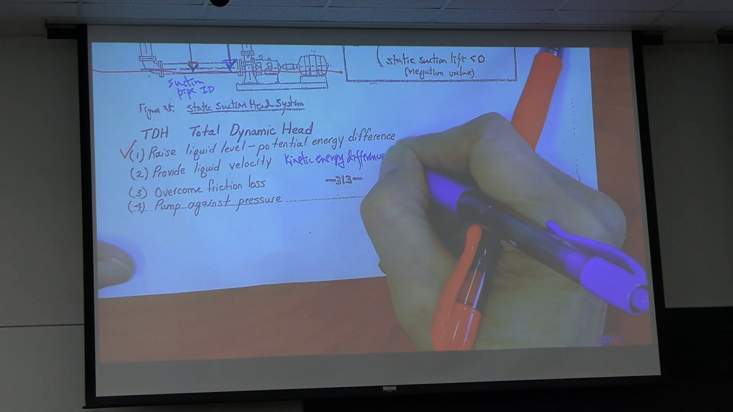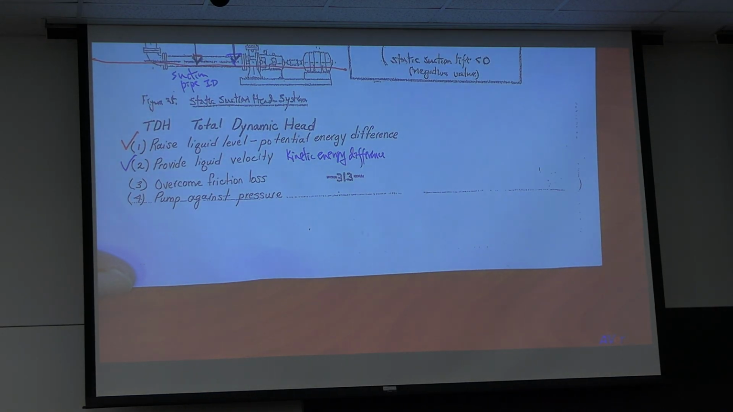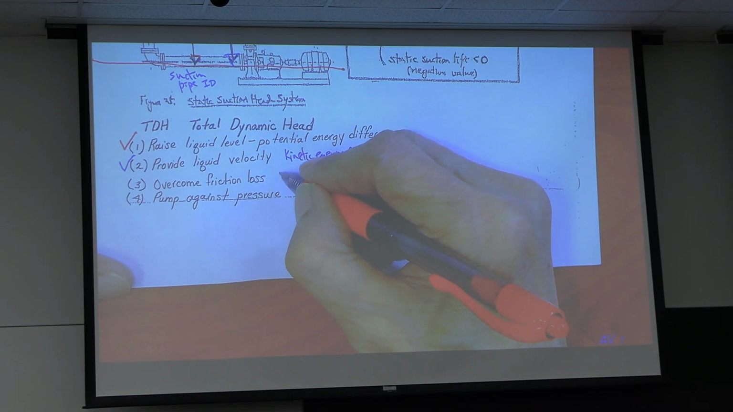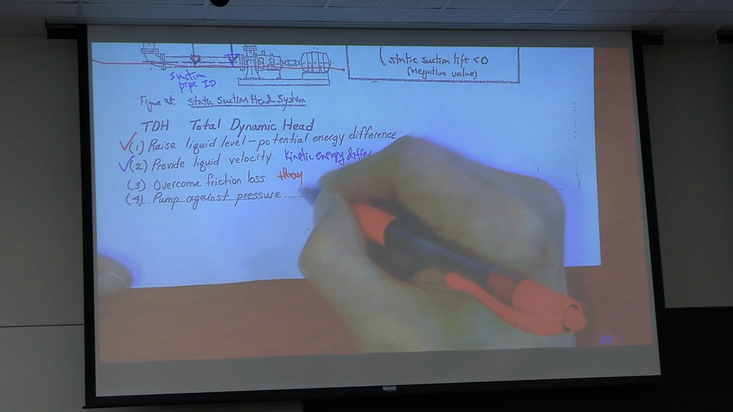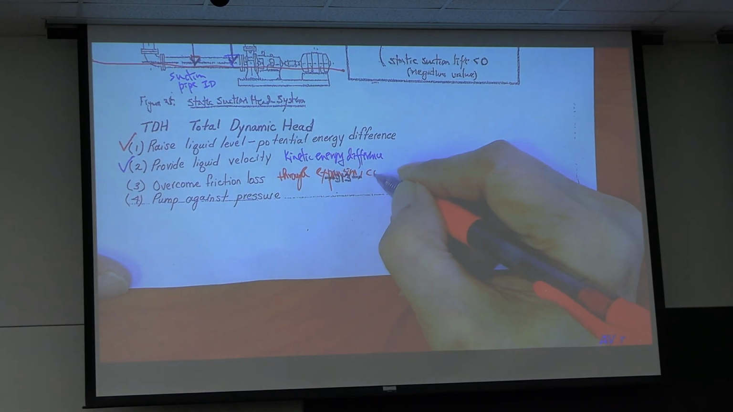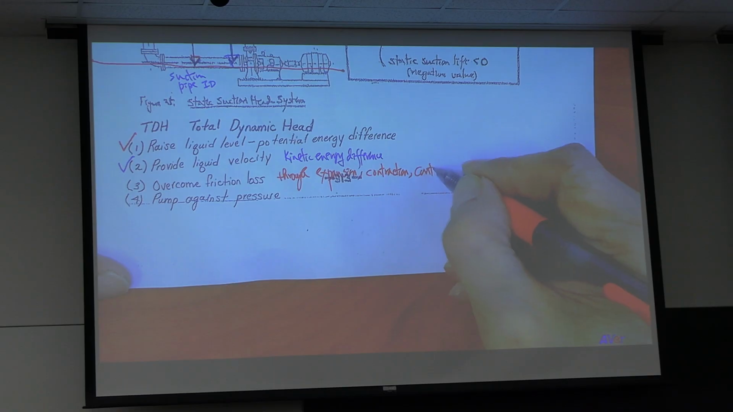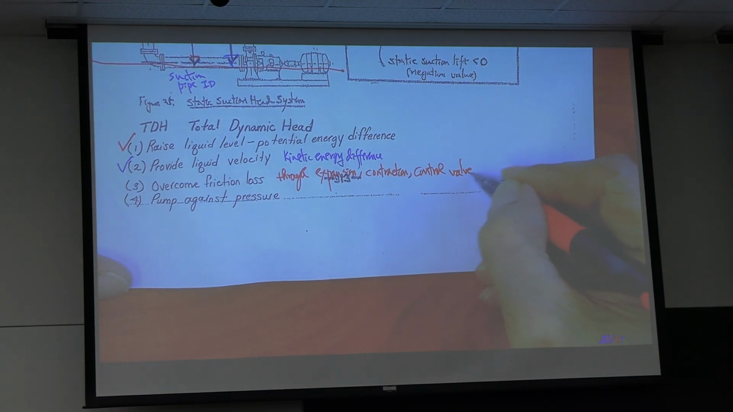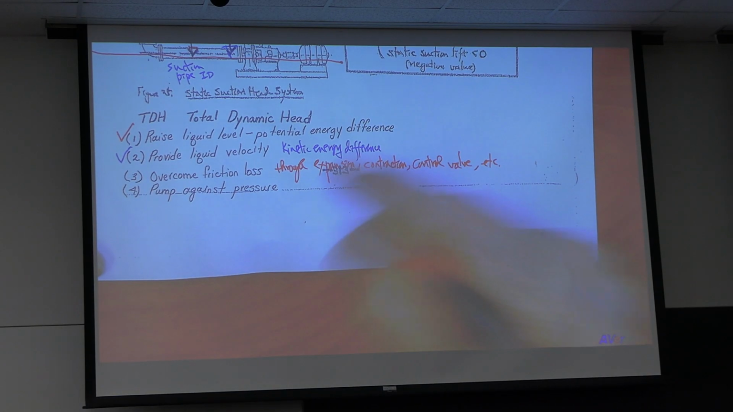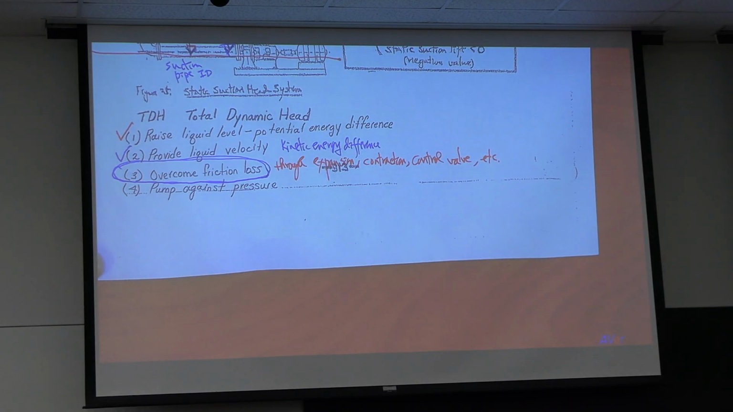The third one: overcome frictional head loss inside piping, plus through expansion, contraction, control valve, etc. This is the most tedious step. You don't want to do it.